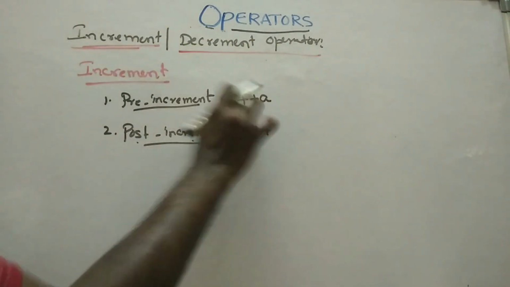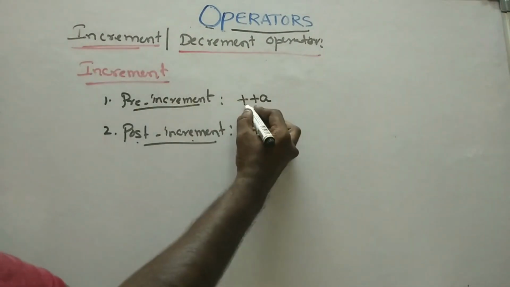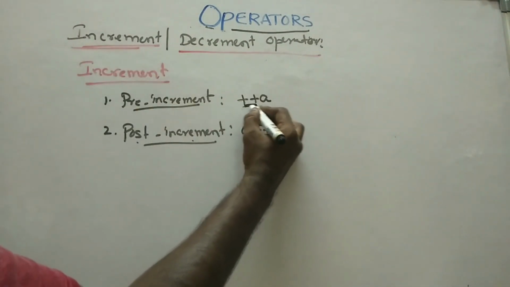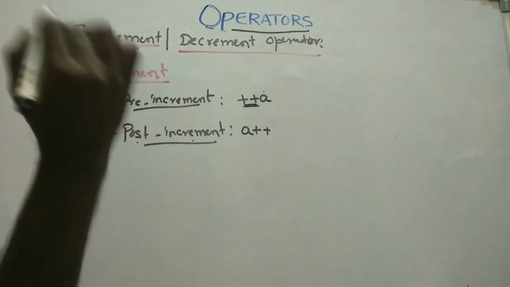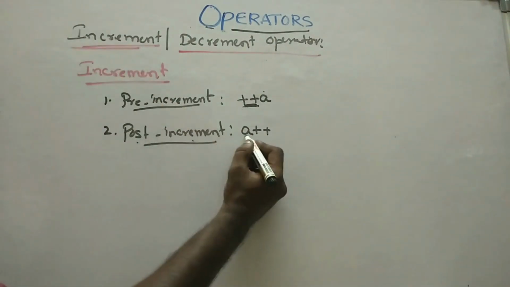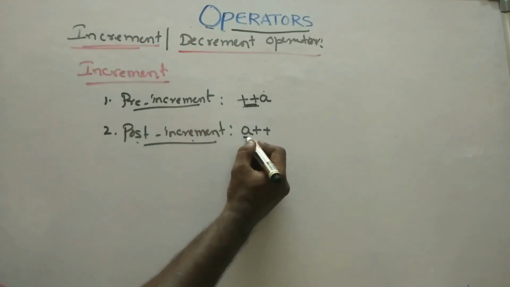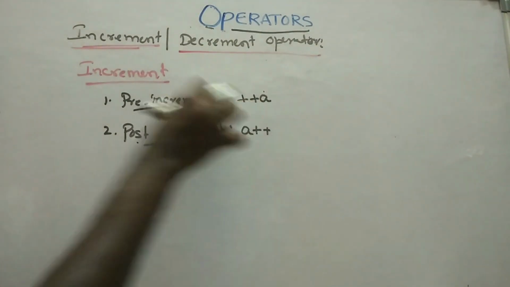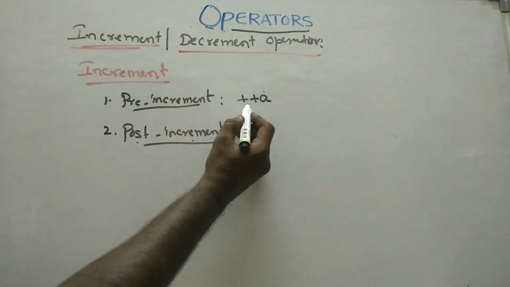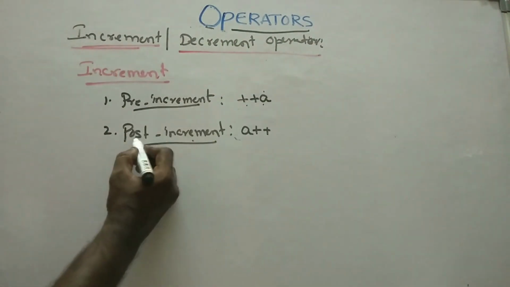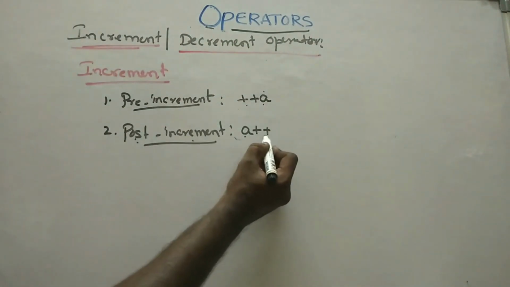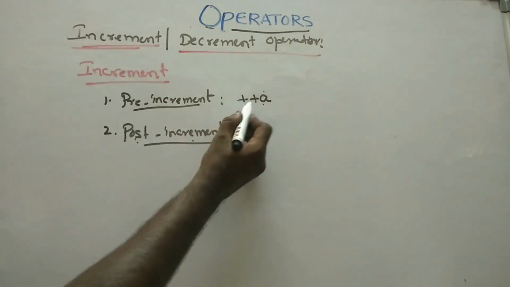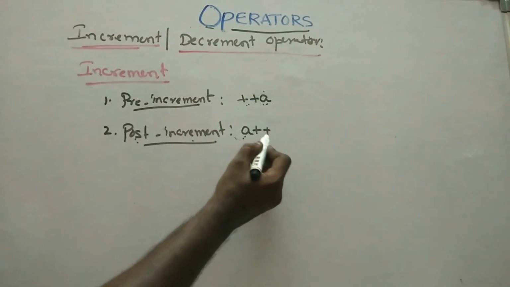Are you clear? Pre means before. First we have to perform the increment of the particular variable. Post-increment means first we have to assign the value, after that we perform the increment. Clear? Pre means first operator and then operand. Post means first operand and then operator. That means first operator and then variable, first variable and then operator.